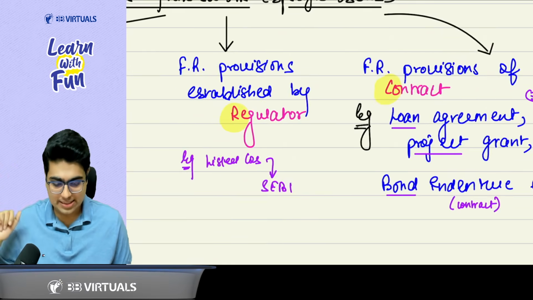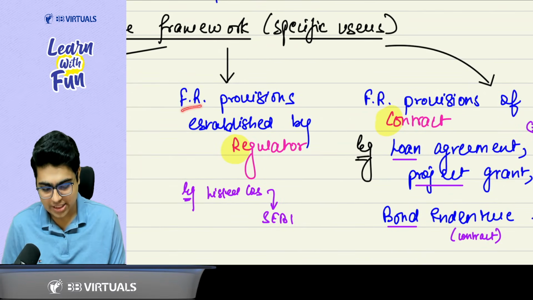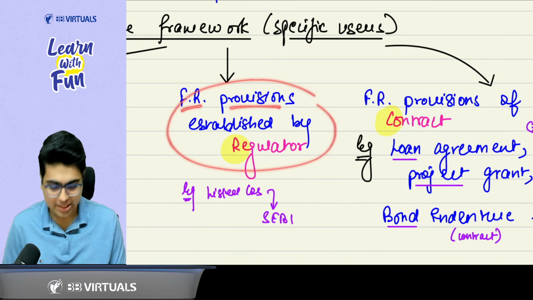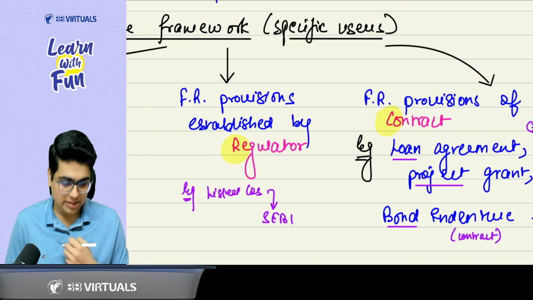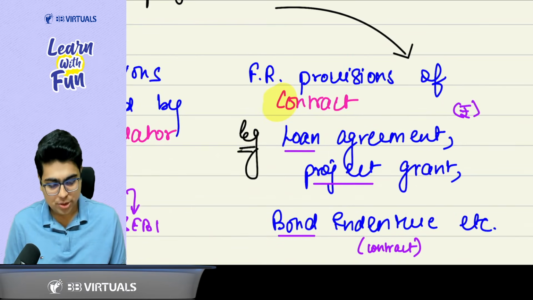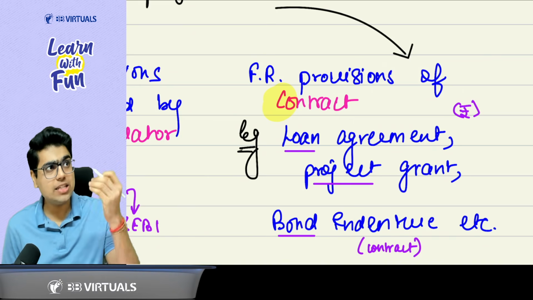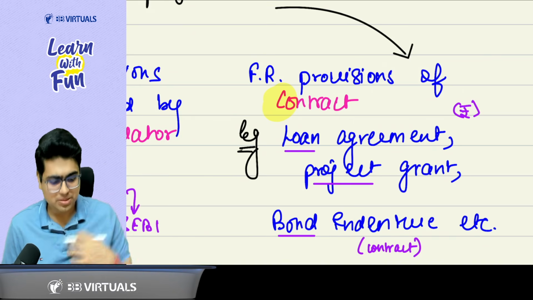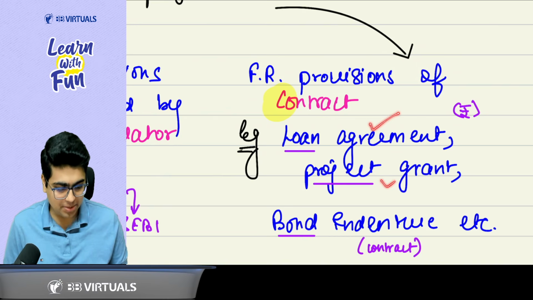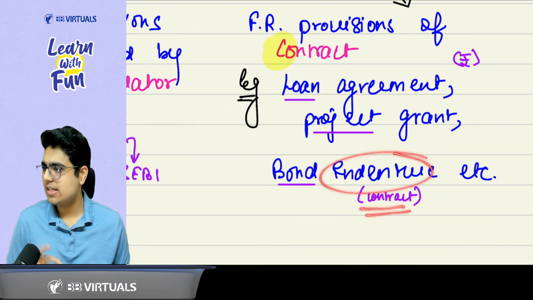Got it, sir. Similarly, even a regulator can establish the financial reporting provisions for preparing the financial statements. For listed companies, the regulator is SEBI. Now, your financial reporting provisions can be based on a contract. Sir, what type of contract? One in which you have taken some money from some person. It can be a loan agreement, a project grant, or a bond indenture. Indenture is just another name for contract.